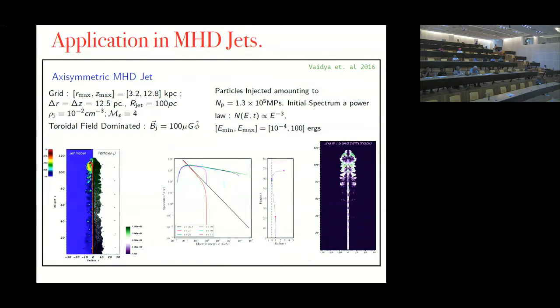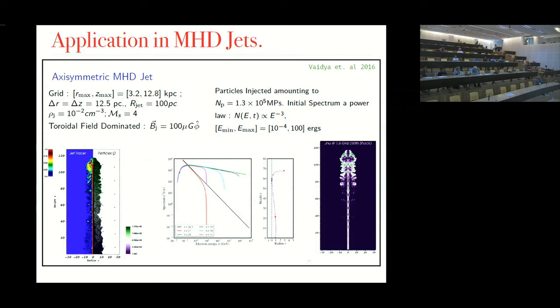Over here you see an image of the jet tracer shown in color, where you can definitely see the formation of Kelvin-Helmholtz vortices and also the bow shock. Shown on the right are the particles. The color of the particles indicates the time when they were injected.